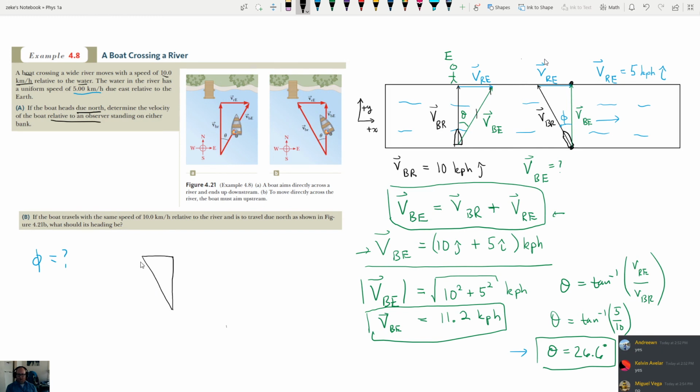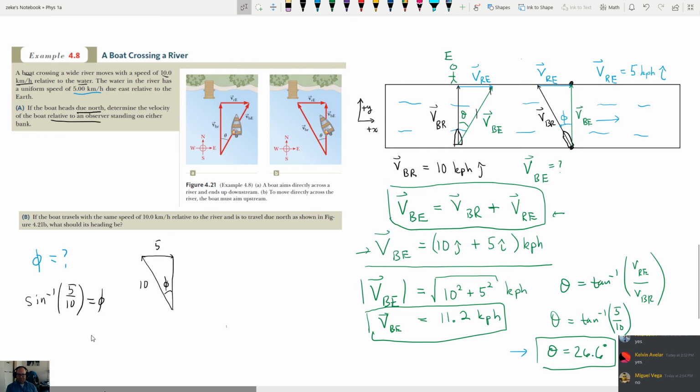No? Okay, why not? Let's see. So the velocity of the river relative to the Earth is 5, right? So we basically have a triangle like this. It's 5 on that side. We're trying to find the angle phi. And the velocity on this side over here is the velocity of the boat, which is 10, right? And so now we want to find the angle phi right here, right? So we can do a little sine inverse, exactly. So if we do the arc sine of 5 over 10, that'll give us the angle phi.